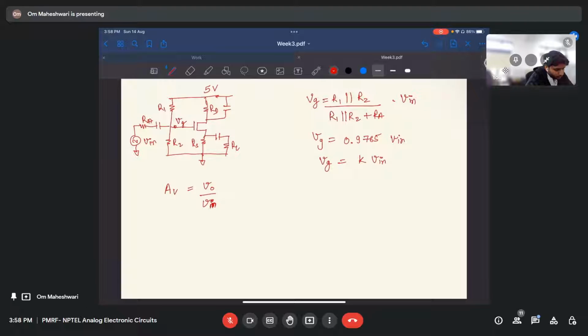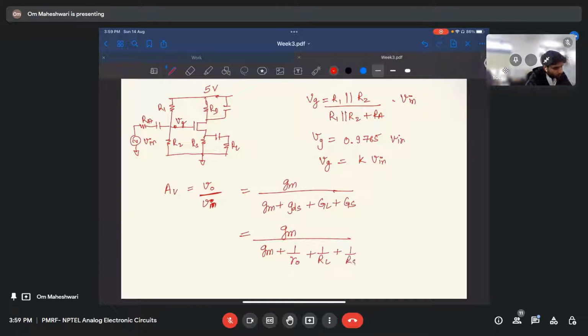So I'll directly write the formula. Sir has solved it in the video. So if you see the formula, it is GM by GM plus GDS plus GL plus GS. What is this? GM by GM plus, I'll write GDS is 1 by R naught, GL is 1 by RL, and GS is 1 by RS.